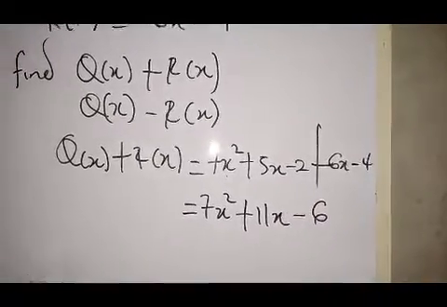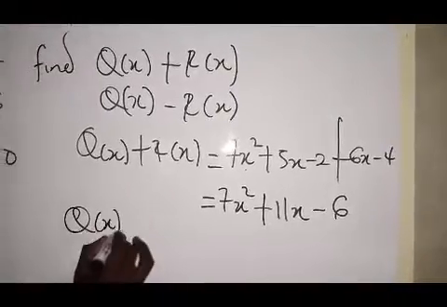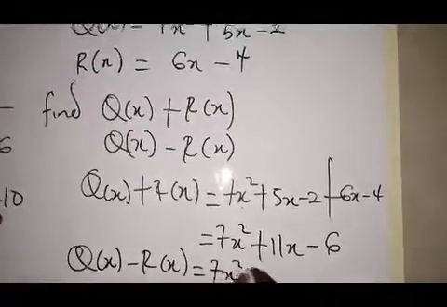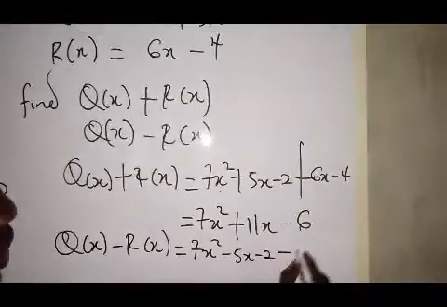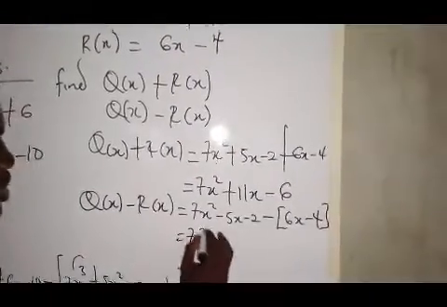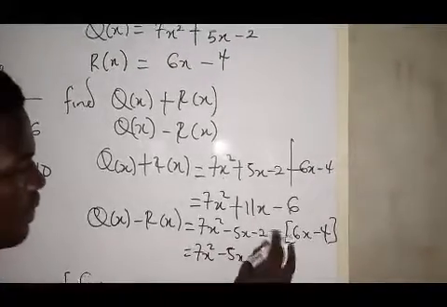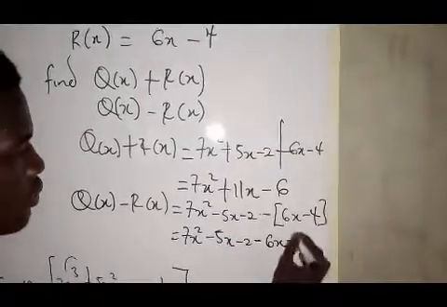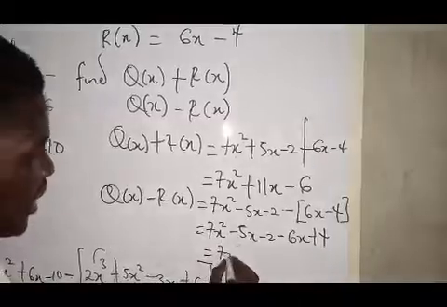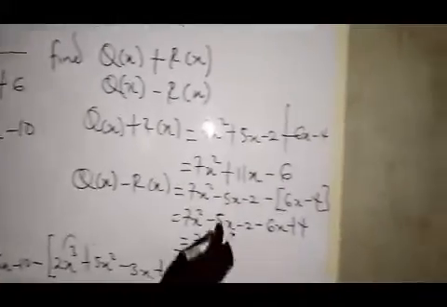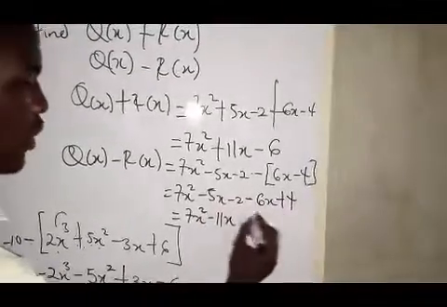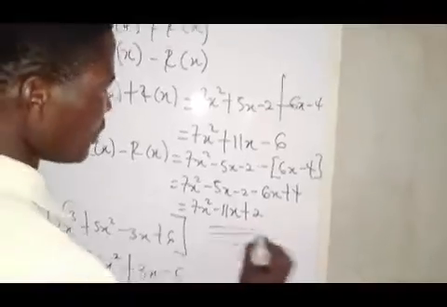Alright. So the next one, q of x minus r of x, will give you 7x squared plus 5x minus 2, minus 6x minus 4. So that will be 7x squared plus 5x minus 2, minus times plus, minus 6x, minus times minus, plus 4. So that will be 7x squared because it's not adding to anything. 5 minus 6 will give you minus x. Minus 2 plus 4 will give you plus 2. So that will be the final answer.